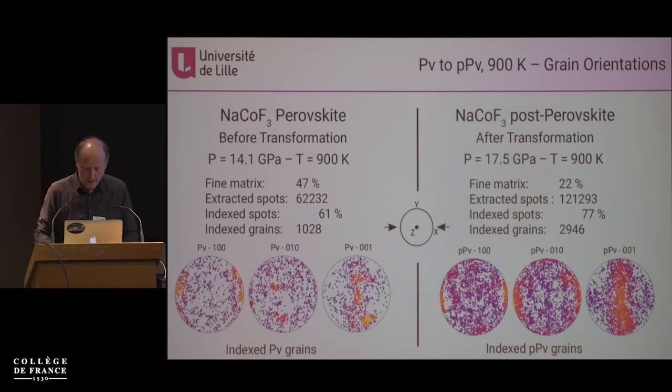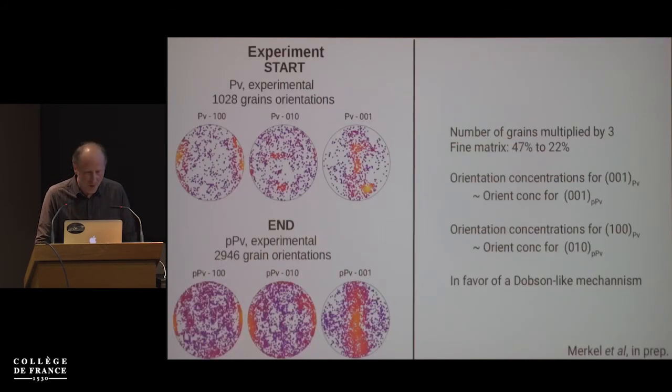So what is the link to the transformation mechanism? Well, at first, we wanted to be able to say, well, that grain here, that becomes this one in post-perovskite. It doesn't work. We don't have such a resolution. But we can look at the statistics of it. First of all, we are losing some of this fine matrix that was around the sample. The number of grains is multiplied by 3.